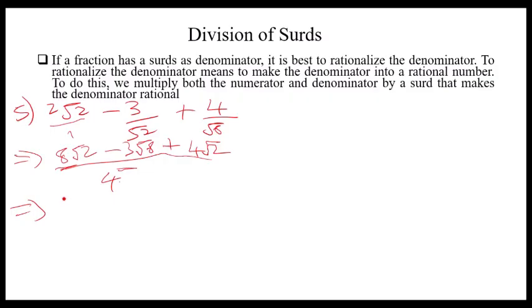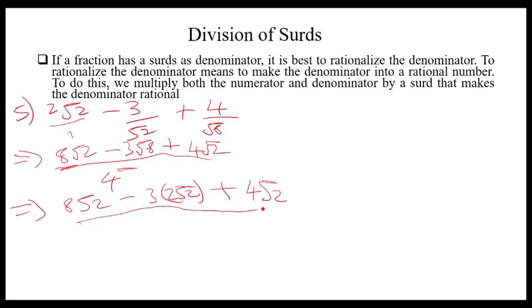So this is the same thing as us having 8 root 2. Let's try and factorize this. When we factorize this, we'll have 2 root 2, because this is 2 times 4, right? Then you arrive at 2 root 2 plus 4 root 2, everything divided by 4. So 8 root 2 minus 6 root 2 plus 4 root 2 is all over 4.